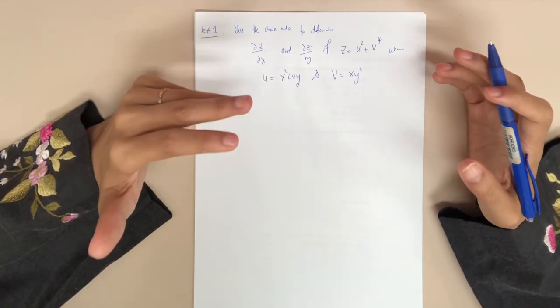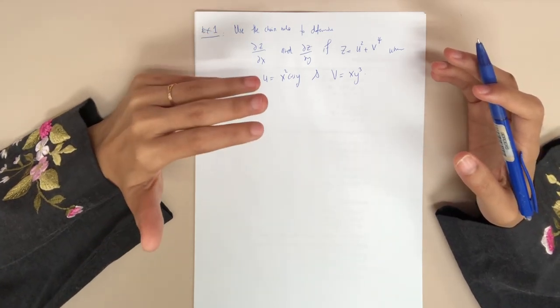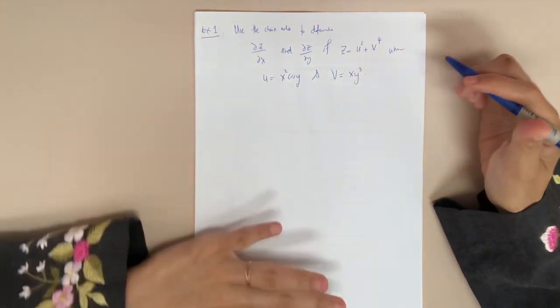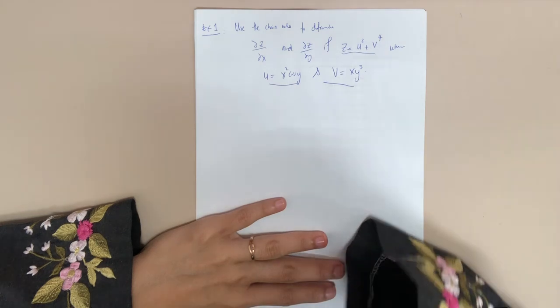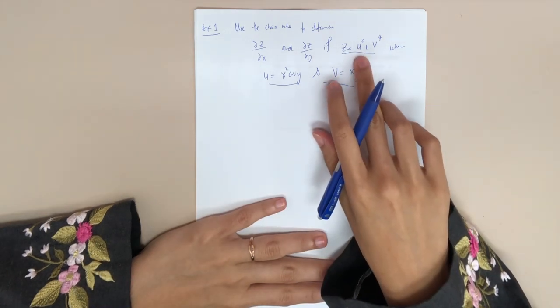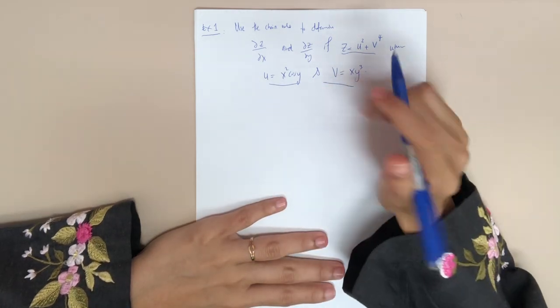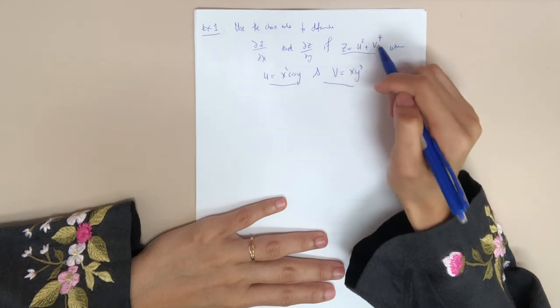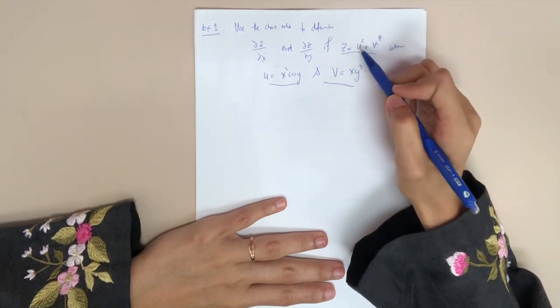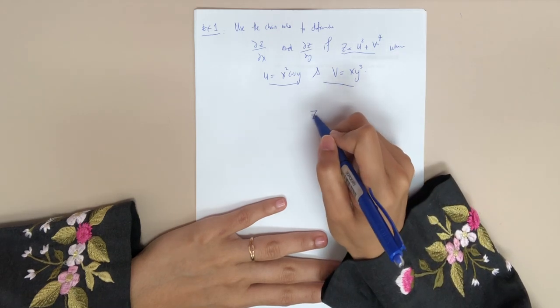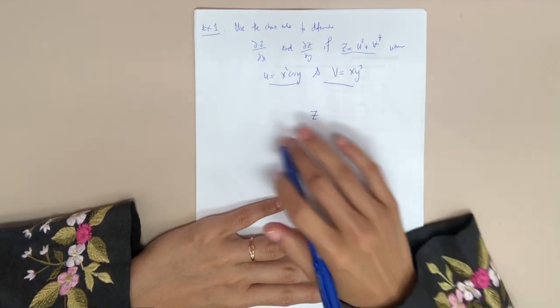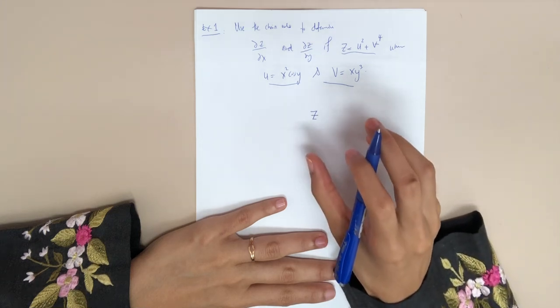The first thing first, you need to draw a tree diagram. By referring to the function here, this is the main function. z is our main. Why do I say it's the main? Because inside z here they have u and v. So z is the main one, z is the head, or its subject.